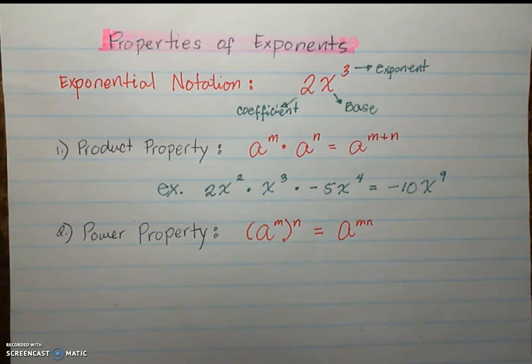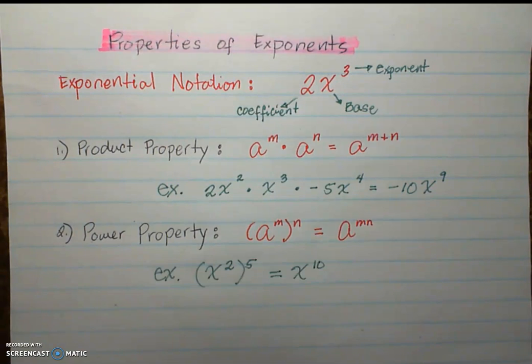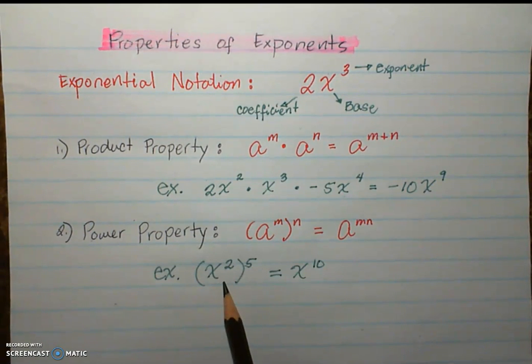The next property is the power property, and it states that if there is a power inside the parentheses and a power outside the parentheses, you're going to copy the base and you will multiply those powers. So for our example, x squared inside the parentheses raised to the power of 5 is going to be equal to x to the 10th.